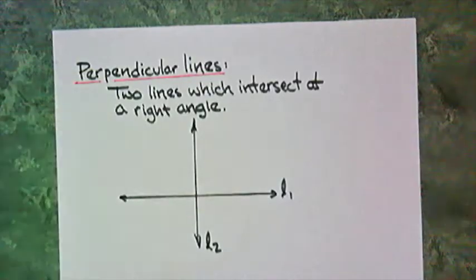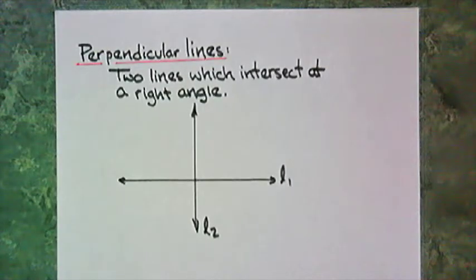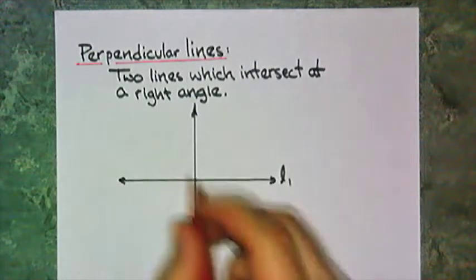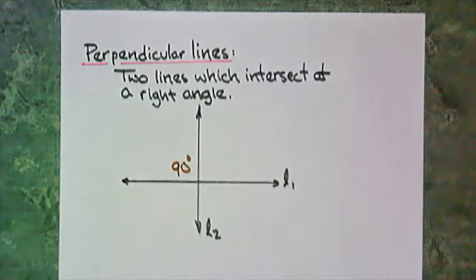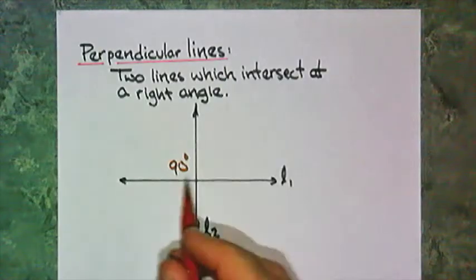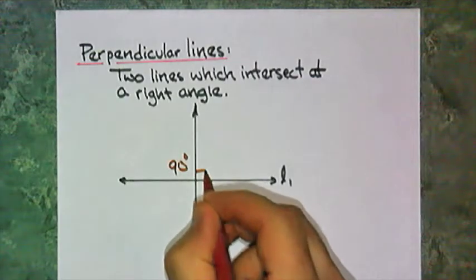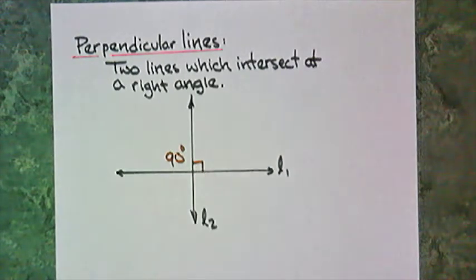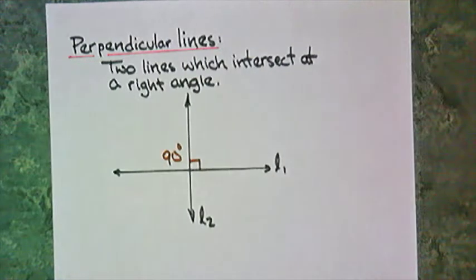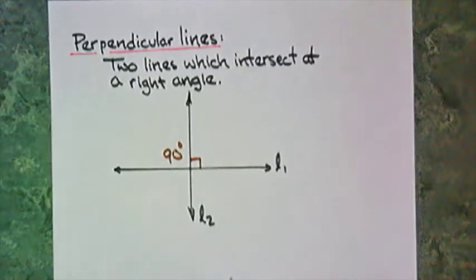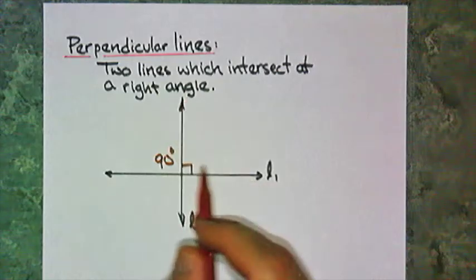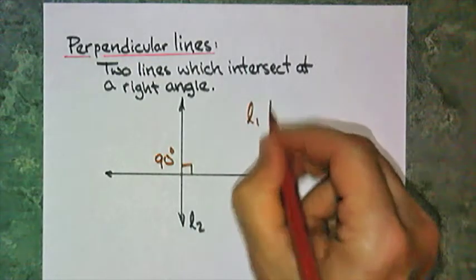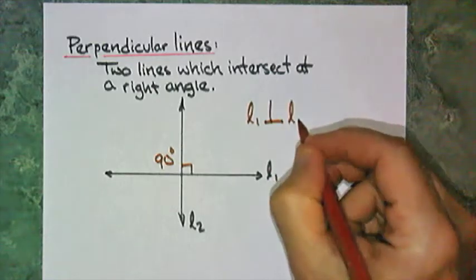And until it's marked, it's not true, so I'm going to mark this. There's a couple ways of writing. At a right angle, I can mark that they intersect at 90 degrees. I also can mark it with the right angle mark, which is the square in the angle. If I want to say that line 1 is perpendicular to line 2, I can say L1 is perpendicular to L2.